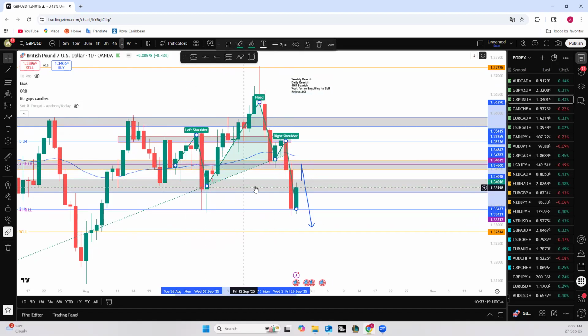Okay, so the neckline will be here. But I don't know if it's correct. I don't know if it's a valid head and shoulders. If you see the left shoulder right now, then it should go to the second AOI to break, and then it looks very dirty. Yeah, it doesn't look very clean.